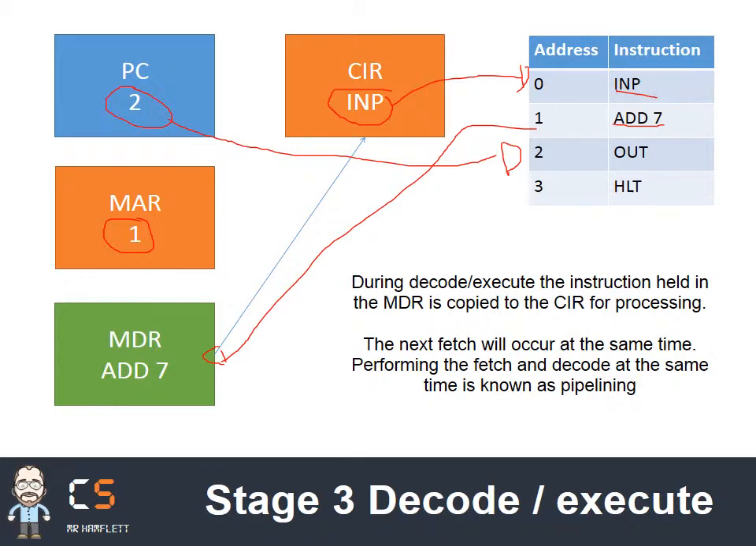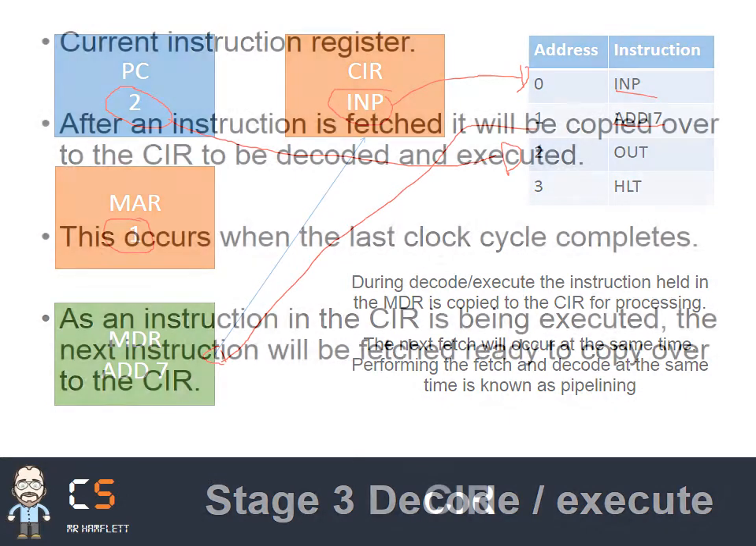Okay, the program counter is always the instruction I'm about to fetch next. The MAR is storing the address of the instruction I've just fetched, or I'm about to fetch, and the MDR stores the result of the fetch. The CIR is going to then store the instruction I'm executing at that moment in time.